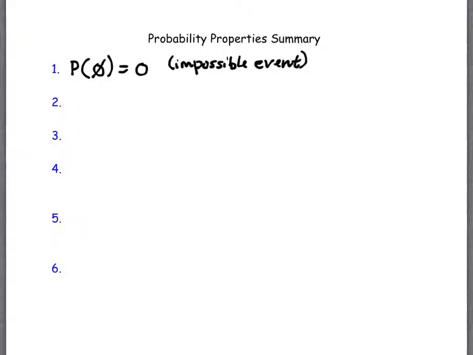Good point. All right, so here's another one. We've got the probability of S. S is the sample space, remember. This is 1. And this was my example where I said, let's just say the probability that I roll a number 1 through 6. Well, yeah, those are my choices, right? It's for sure. So this is called a certain event.